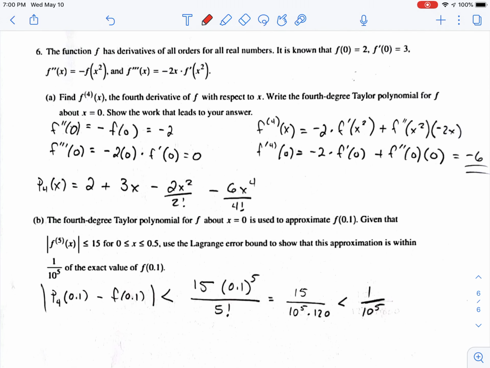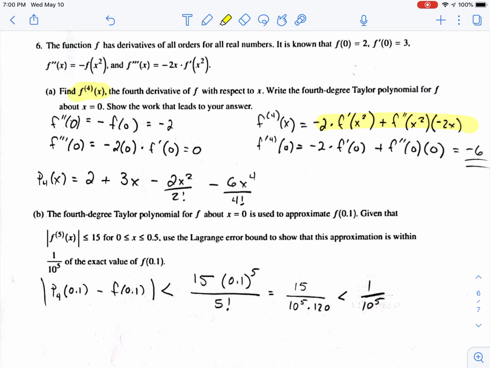Question 6. It's asking for a fourth degree Taylor polynomial. Hopefully you know your Taylor polynomial formula. So we need to compute the fourth derivative. Computing the fourth derivative is going to require a product rule. And so doing that, and we plug in, we should get -6 for our fourth derivative.